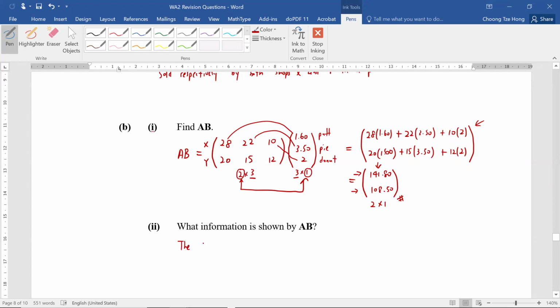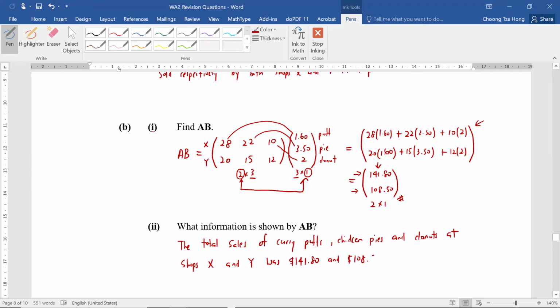So that is basically what we can write. The total sales of curry puff, chicken pie and donut at shops X and Y was, and we can write down the numbers to make it clearer, was 141.80 and 108.50 respectively.